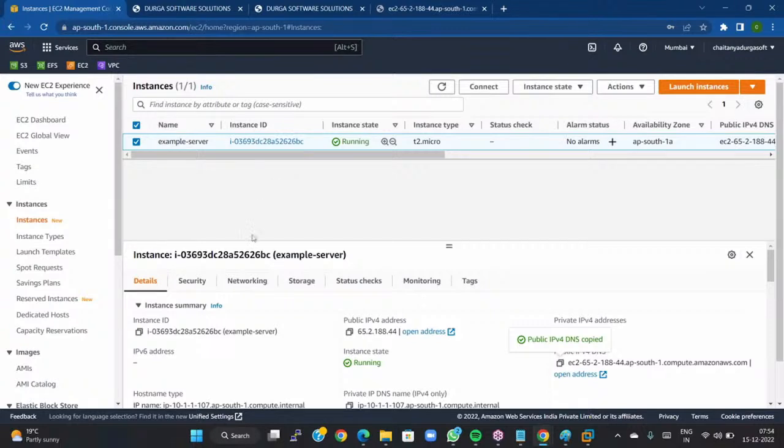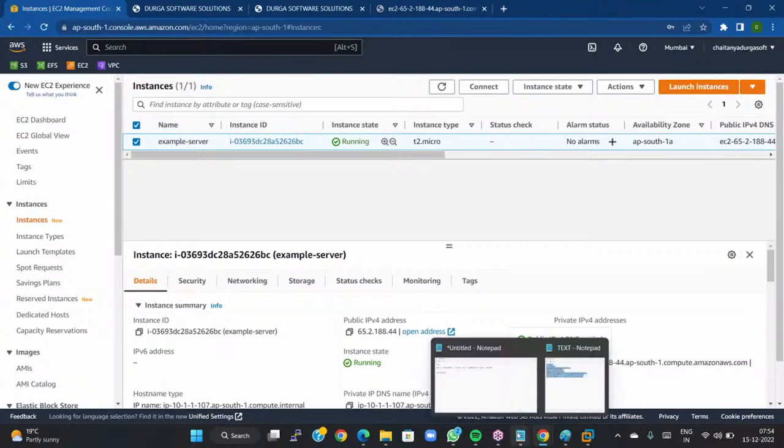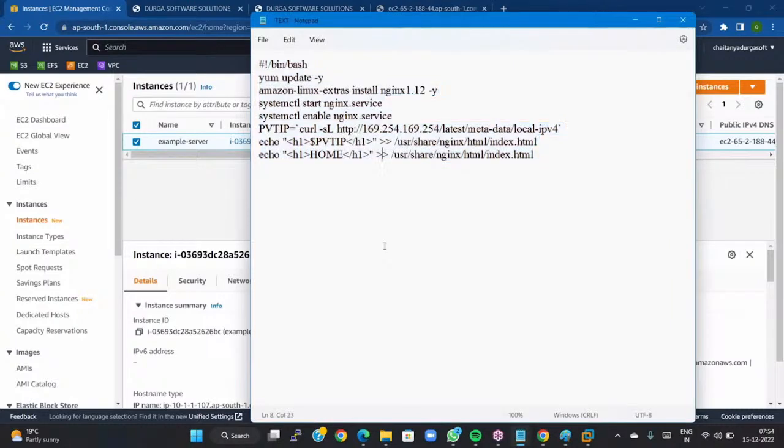So what I have given here are some Linux commands. What are the Linux commands that I have provided? First of all, I want to update the server. For updating the server, the command that we are using is yum update. After that, I want to install a service called Nginx.